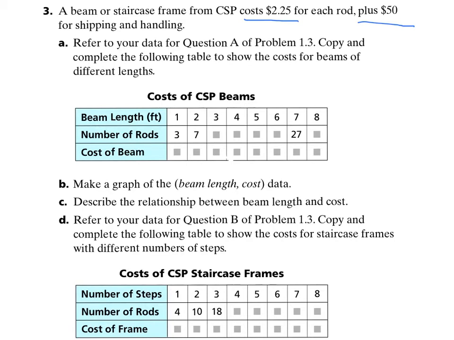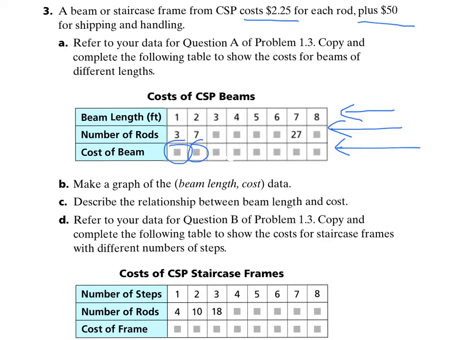So now students are asked to complete the table for the cost of beams. And if you'll notice on the table, now we have 3 rows instead of 2. We have the beam length, we have the number of rods, and we have the cost of the beam. Now the number of rods students should already have from their previous work. All they have to do is copy down the data from their other table. But now we're going to add the cost of the beam, and that would go down along here.